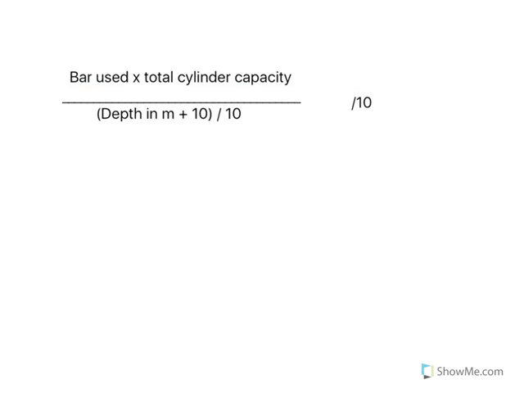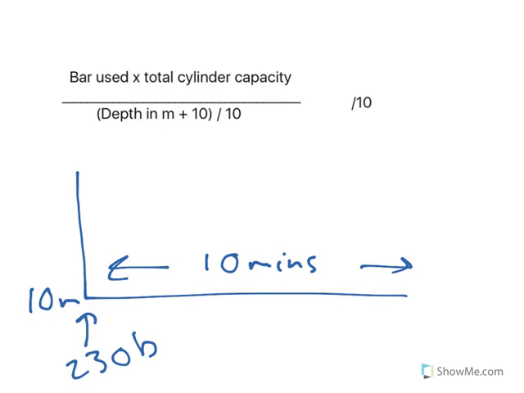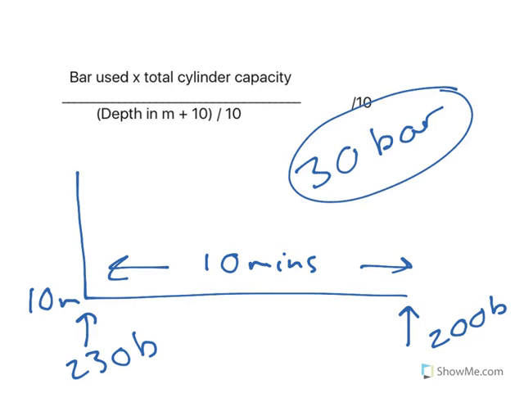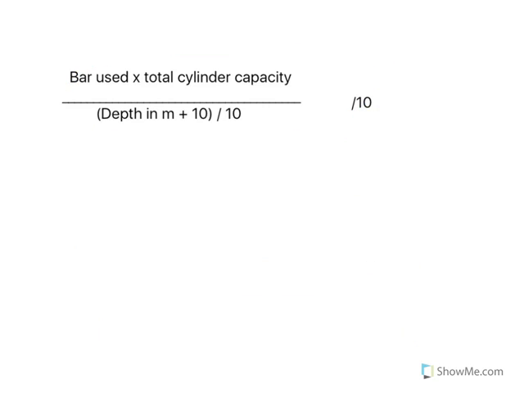For the purpose of this exercise, we're going to say that we dived to 10 meters. So here we are, 10 meters, and we stayed down there for 10 minutes. At the start of our dive, we had 230 bar in our cylinder, and after 10 minutes at 10 meters, we were down to 200 bar. So we used 30 bar from our cylinder during that part of the dive, and that's all the information we need to put into this formula here, which we're going to do now.